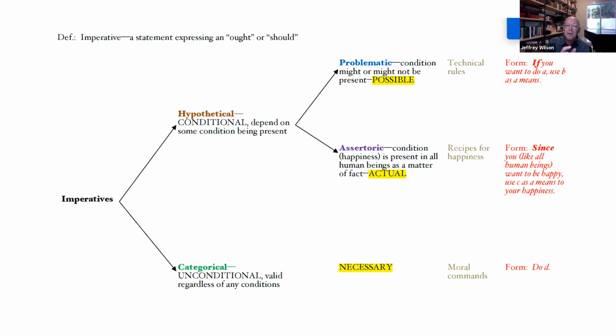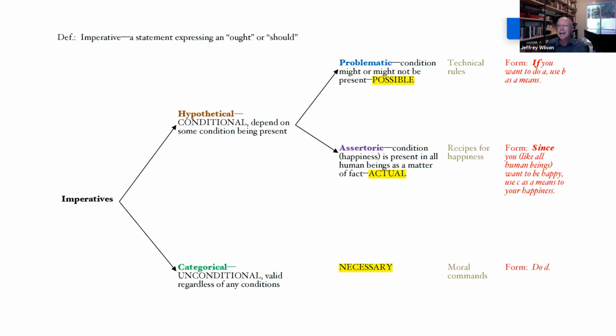Within hypothetical imperatives, there are two different types, right? There's the problematic and the assertoric hypothetical imperative. And notice that those two imperatives have a first, middle, and a last name. The first name is problematic, the second name hypothetical, and the third name imperative. All three of those names are important.